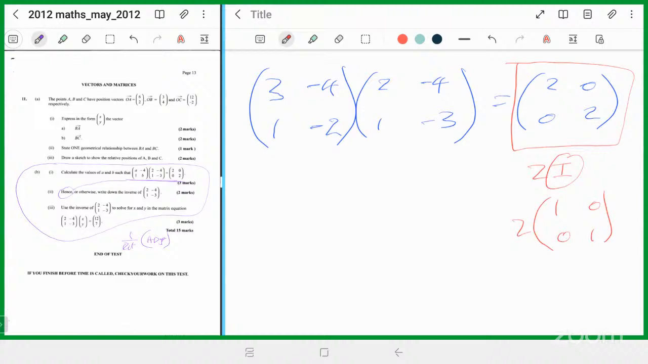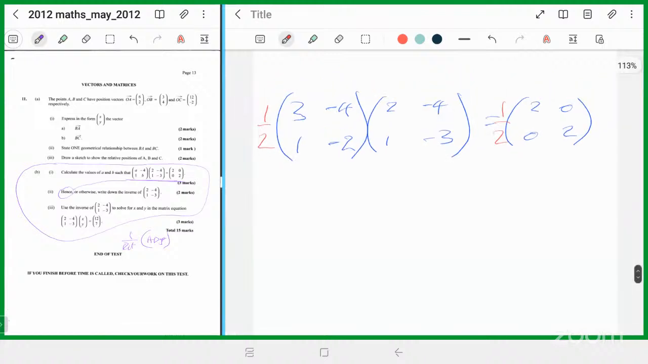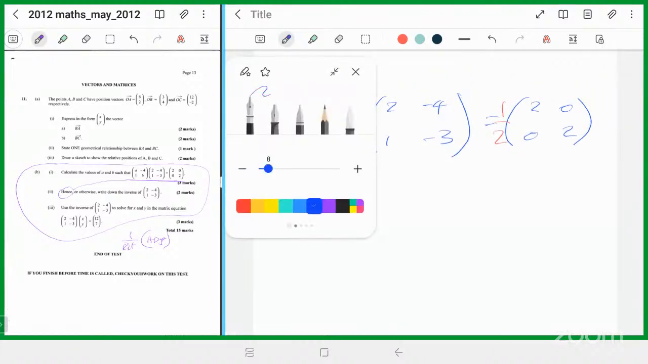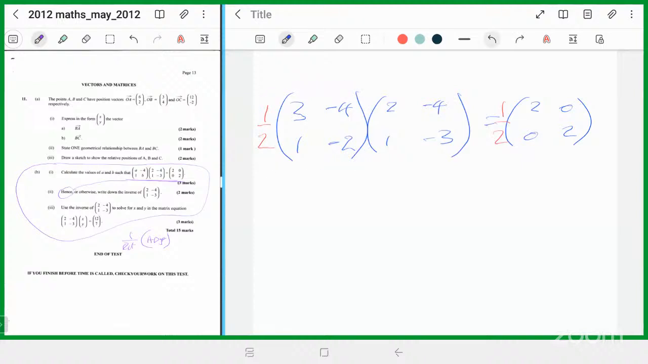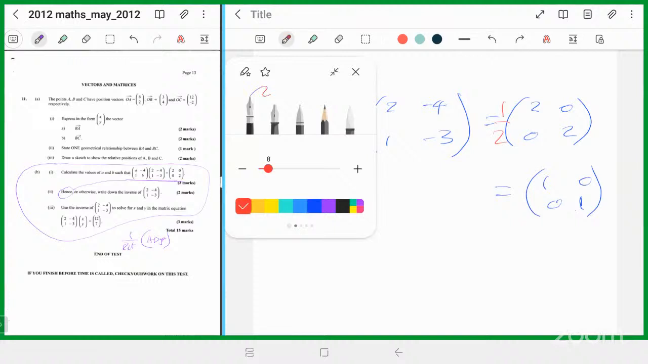Now we know that a matrix multiplied by its inverse gives the identity matrix. So watch this now. To get this to be the identity matrix, I will take a half on this side. But if I take a half on this side, I must take a half on this side as well. And when I do that, what will happen? This will become a half multiplied by this matrix, and when I multiply the half by this, it will become 1, 0, 0, 1, which is now the identity matrix. This is now the I matrix.